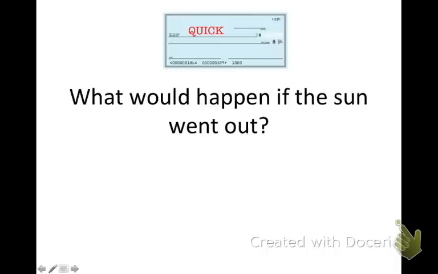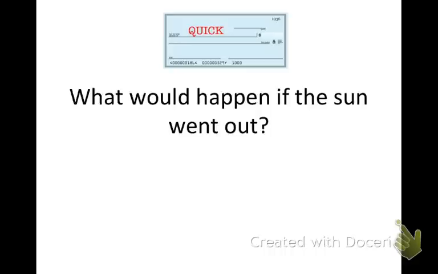Next, what would happen if the sun went out? Yes, take some time. Pause it if you need to. Well, here's the answer. The chain would fall apart again because the sun is necessary to start or kickstart photosynthesis, which kind of continues the entire chain.